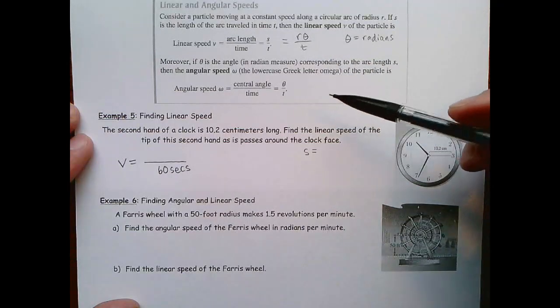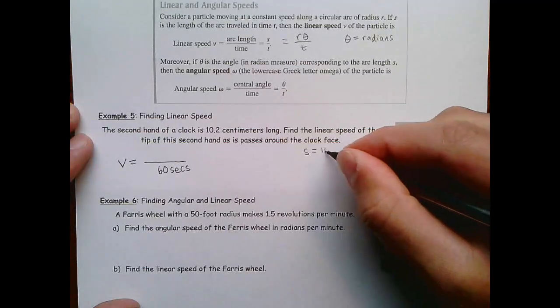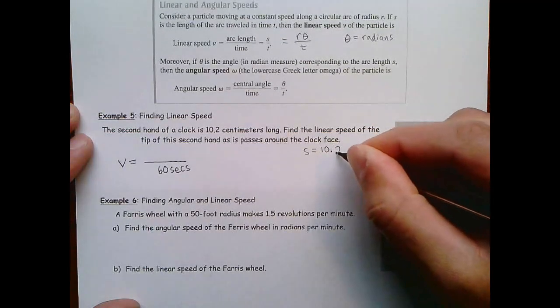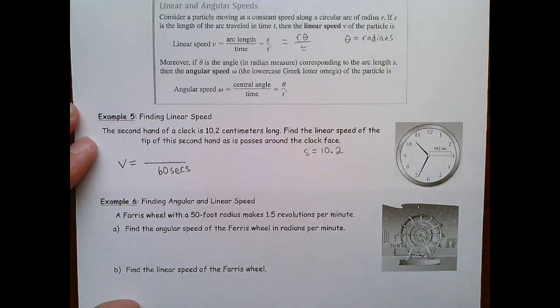The radius is not bad. They tell me that the second hand is 10.2 centimeters long. So in terms of a circle, that's going to be the radius, because it starts at the center and travels outwards in the second hand. And then I have to do a little bit of work to find the radians. But if I remember something from earlier in the lecture, I can kind of get away with it.